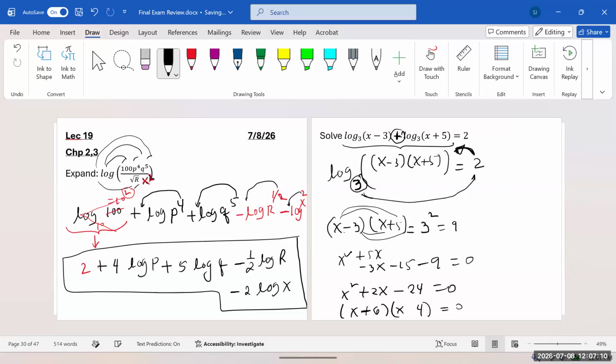6 must have the positive sign because of the middle sign. The bigger factor always has to get the middle sign. And since we are going down from 6, we have to have the opposite sign. So that tells us we have x plus 6 equals 0, which means x is negative 6. And then x minus 4 equals 0, which means x is 4.